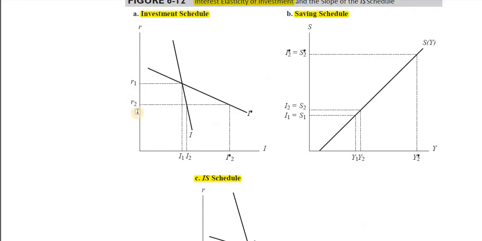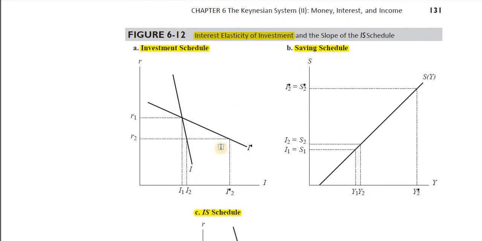Now let's see if the interest rate has fallen from R1 to R2. Let's talk about a flatter investment curve here. A flatter investment curve simply means that interest elasticity of investment is high. The moment interest rate falls, investment is going to change extensively because it's very responsive to changes in the rate of interest. This is what we mean by high interest elasticity of investment.